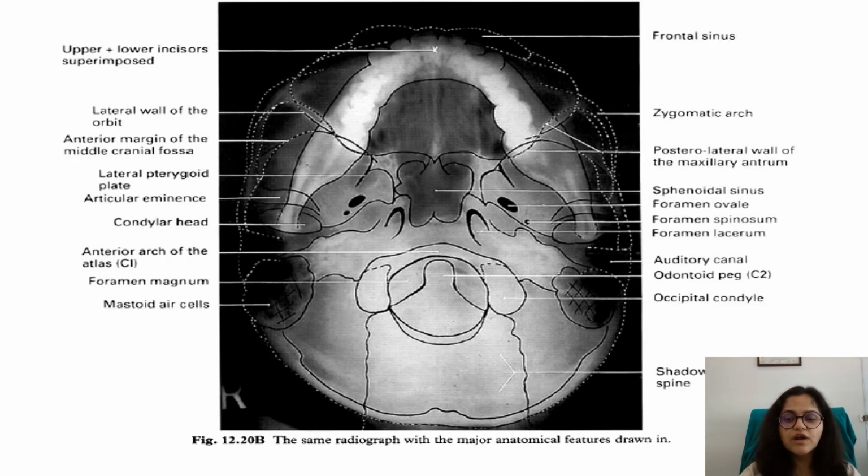This is the radiograph showing the major anatomical features like zygomatic arch, frontal sinuses, upper and lower incisors which are superimposed, lateral wall of the orbit, anterior margin of the cranial fossa, pterygoid plates, condylar head, anterior arch of the atlas, foramen magnum, mastoid air cells, occipital condyle, auditory canal, foramen spinosum, foramen ovale, and sphenoidal sinuses.